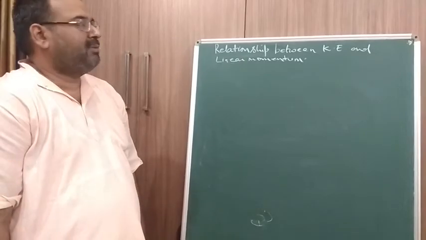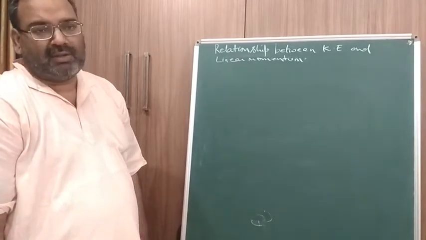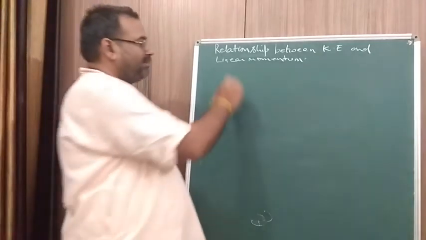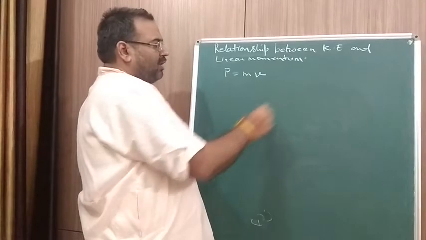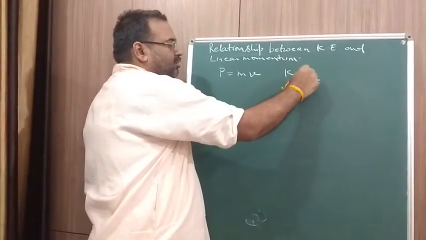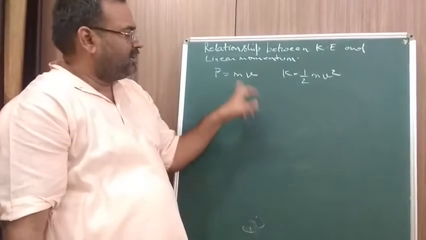Now we will establish a relationship between kinetic energy and linear momentum. Now what is linear momentum? Linear momentum is the product of mass and velocity, represented by the letter P, a vector quantity, mass into velocity. And what is kinetic energy? Kinetic energy is equal to half mv square. We need to find out the relationship between these two.